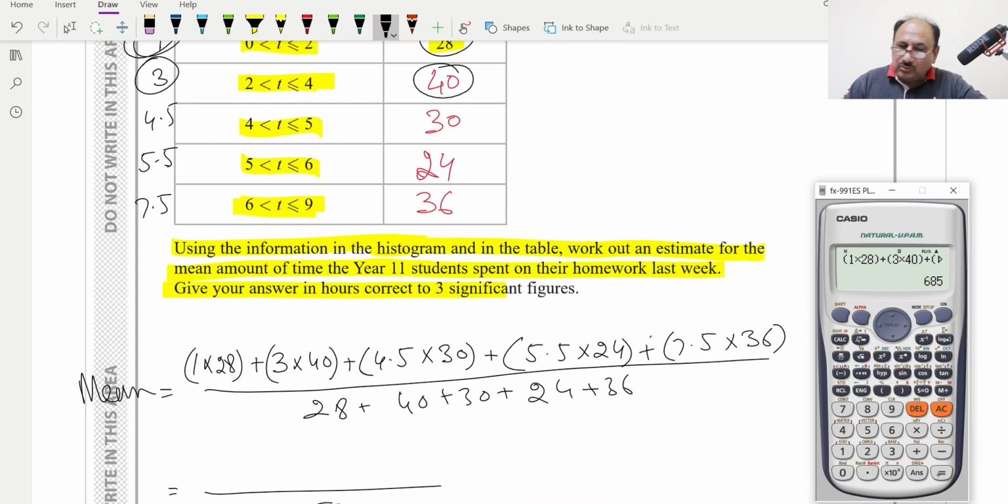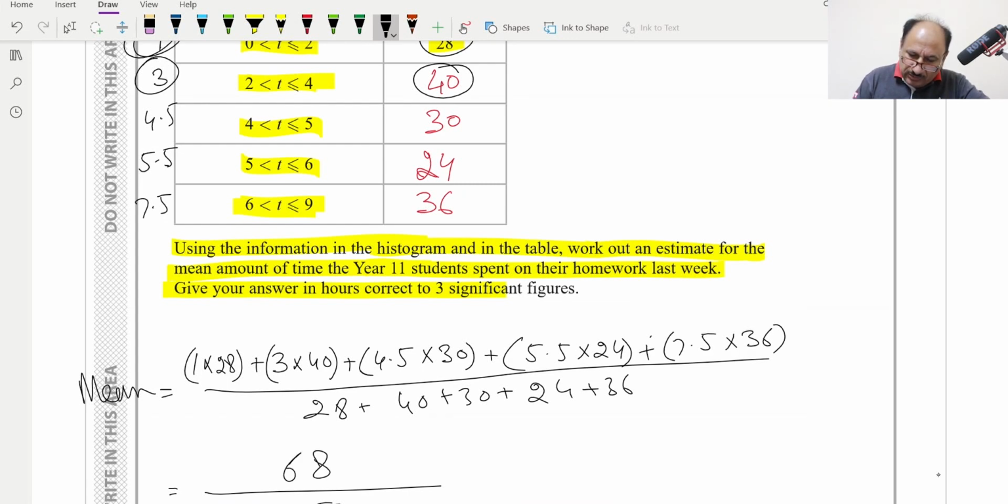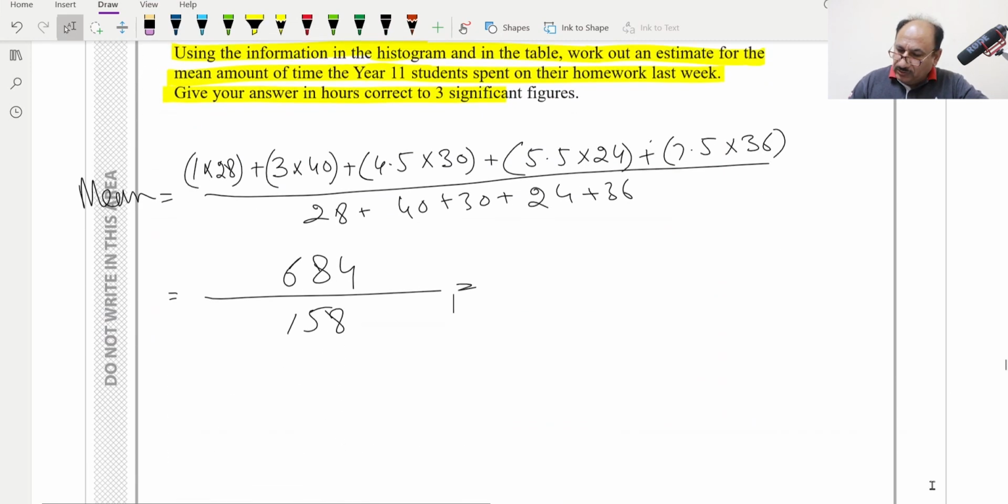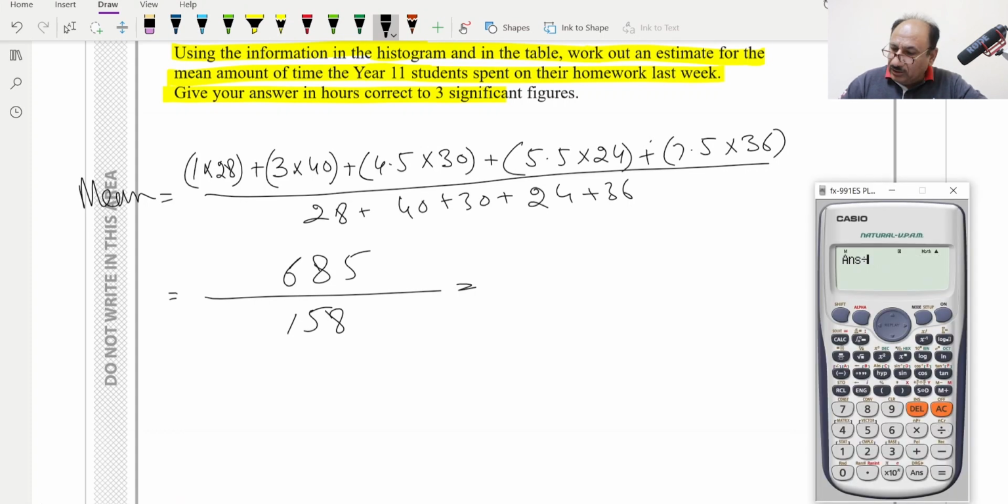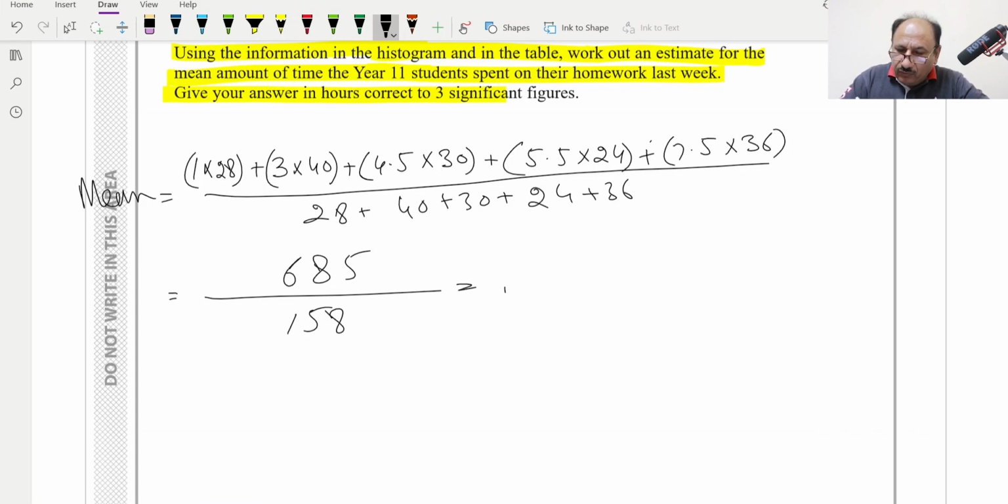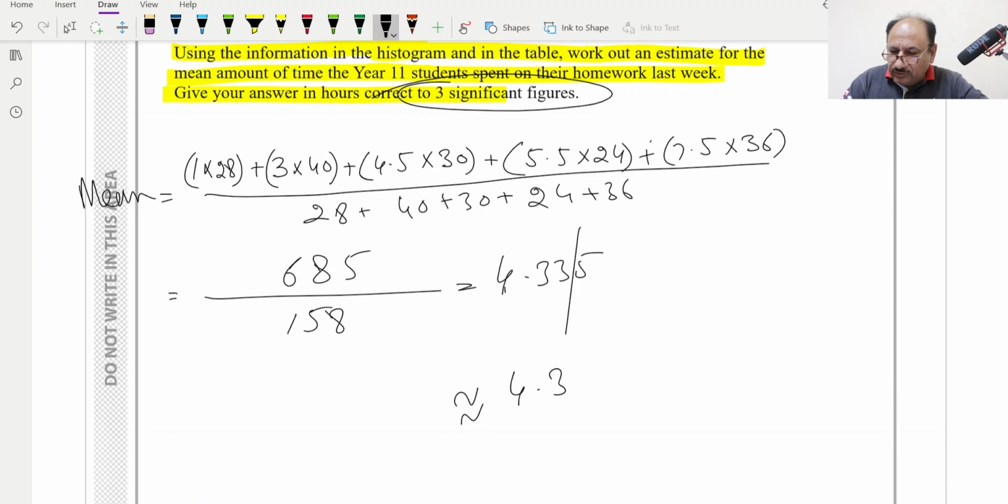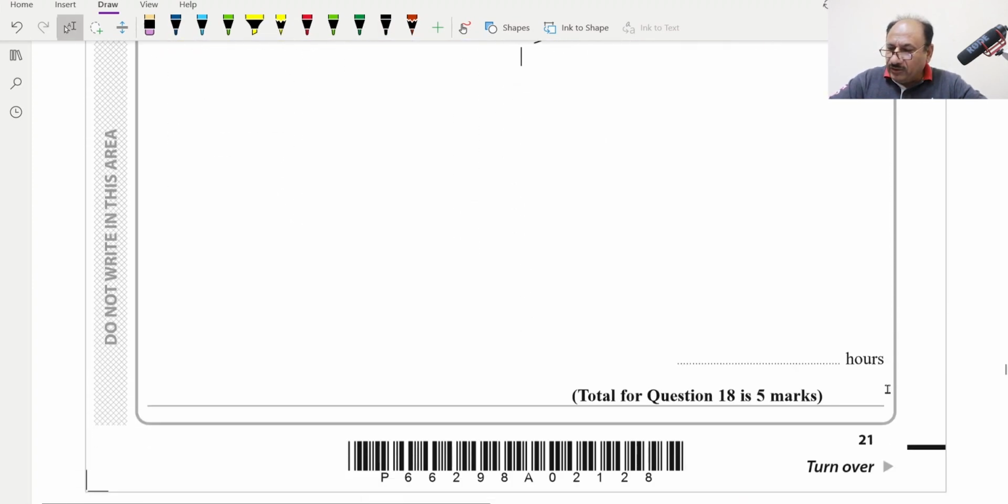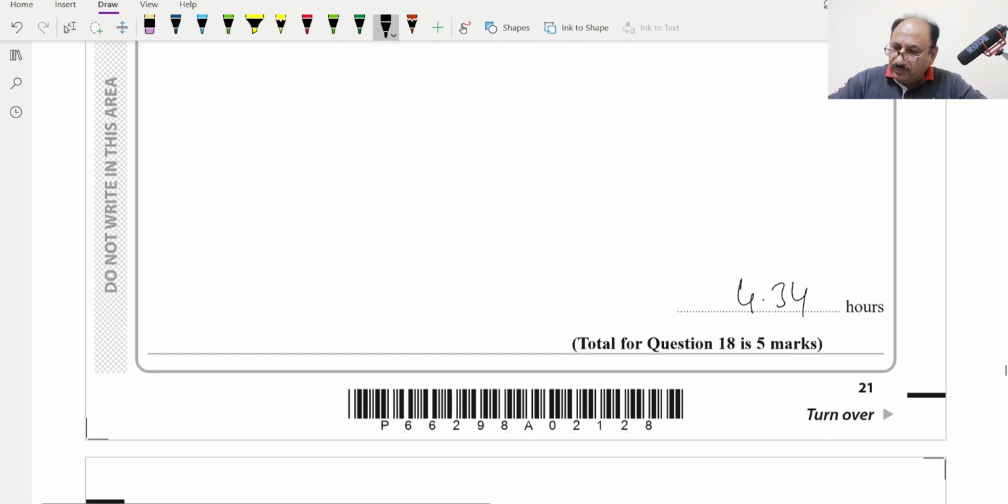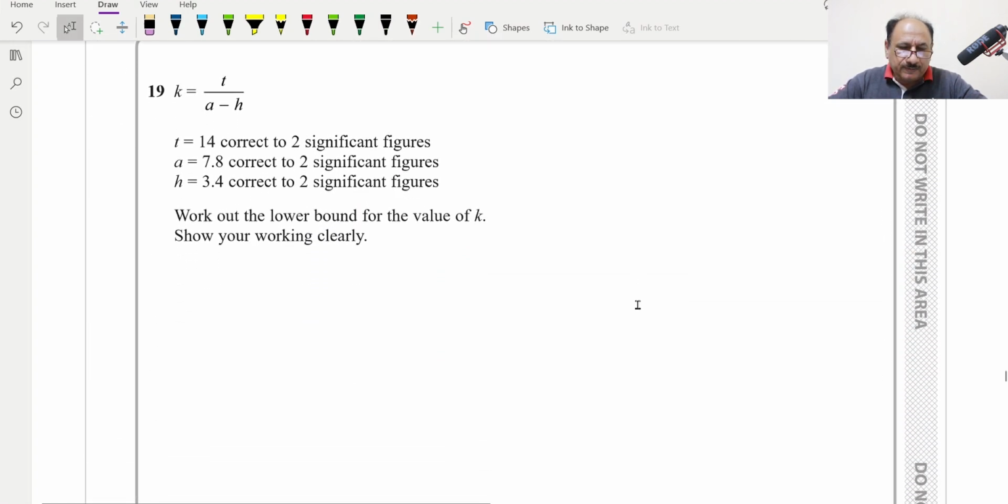So this is equal to 685. Now it is correct, 685. So 685 divided by 158 is equal to 4.335, and they're saying up to three significant figures. So we can write this as approximately 4.34, and this will be our final answer. Hopefully you understood this.